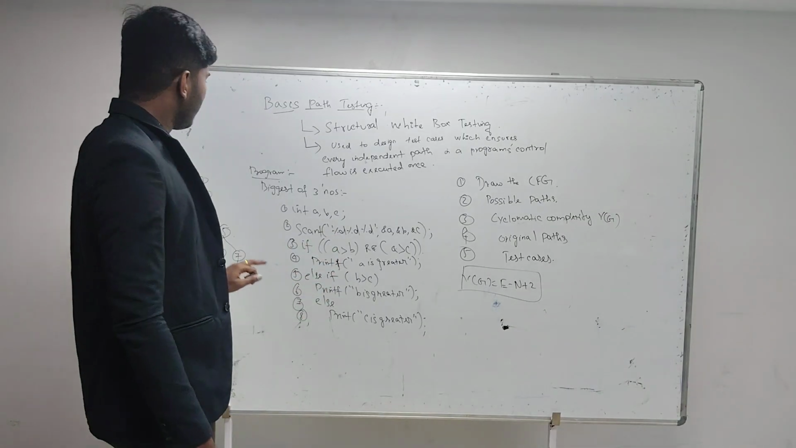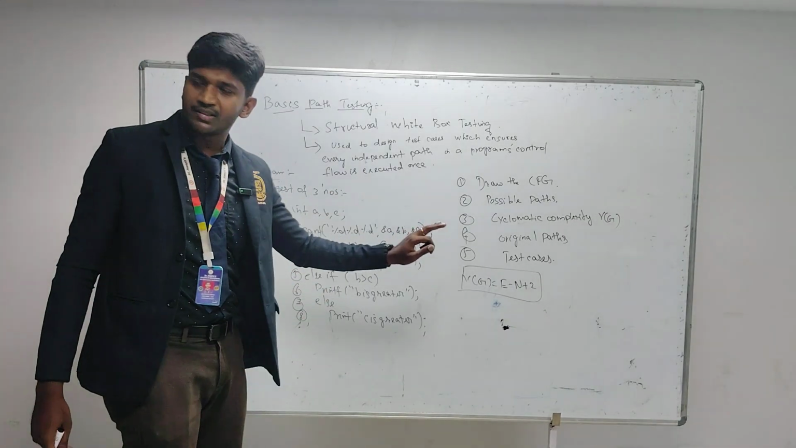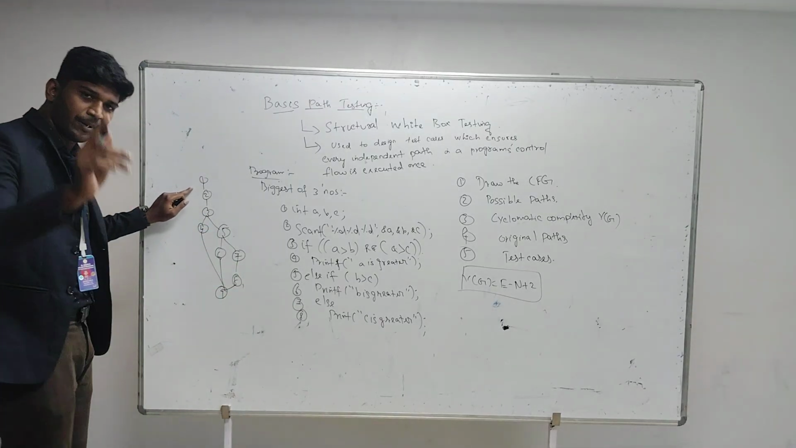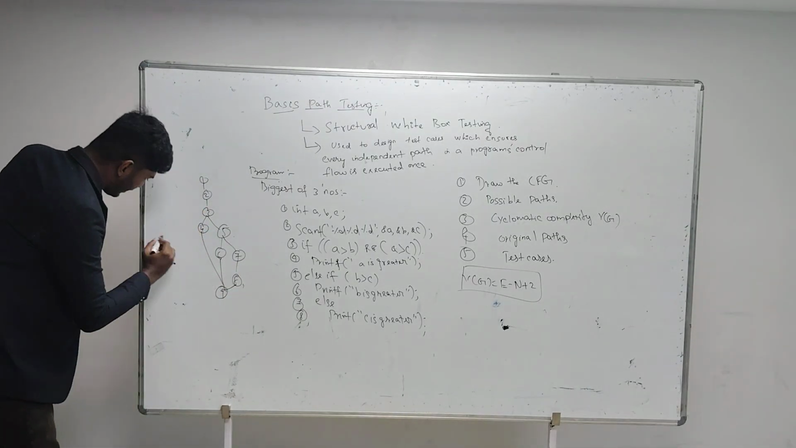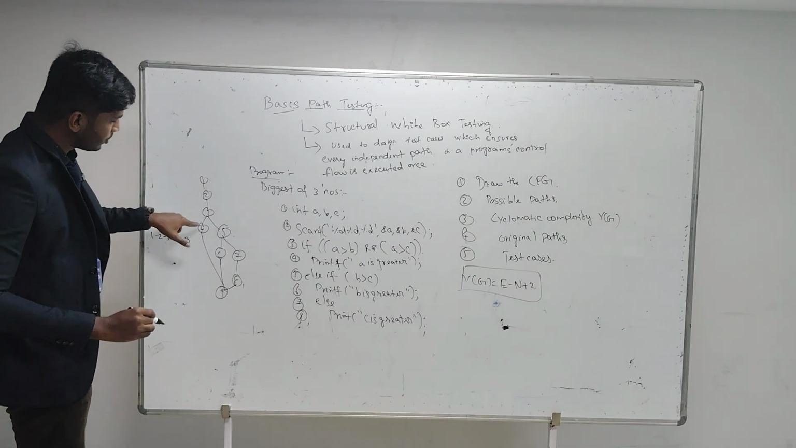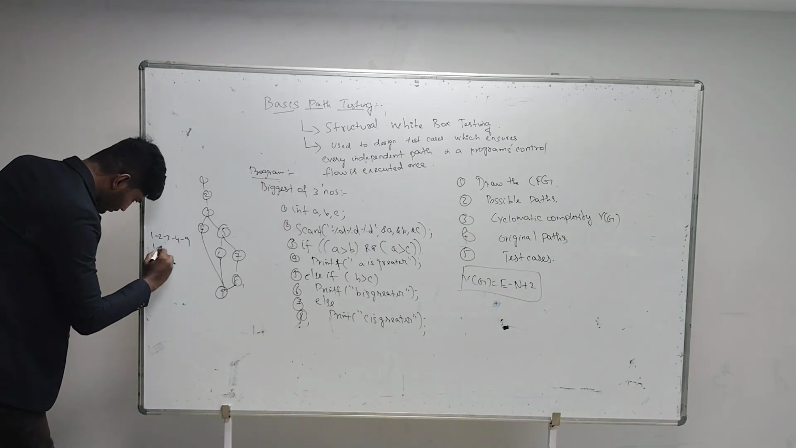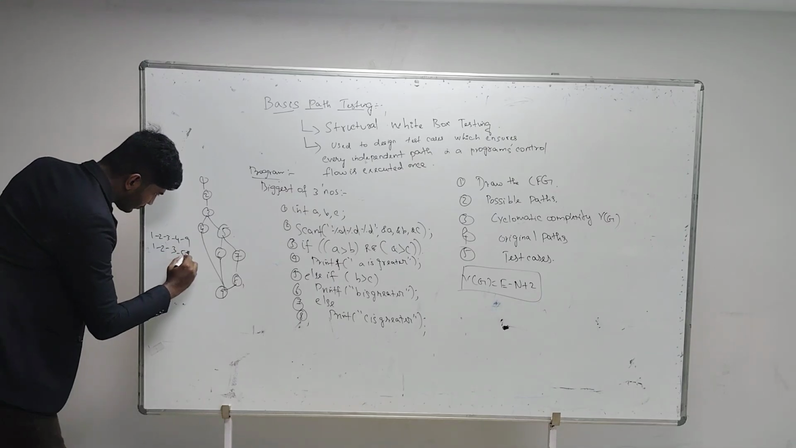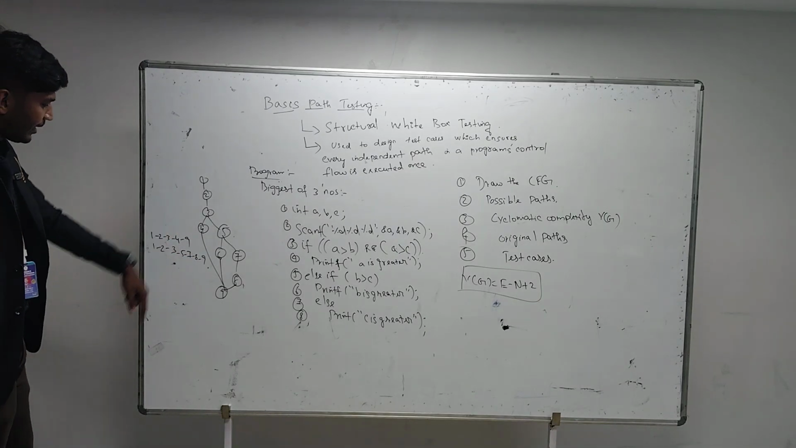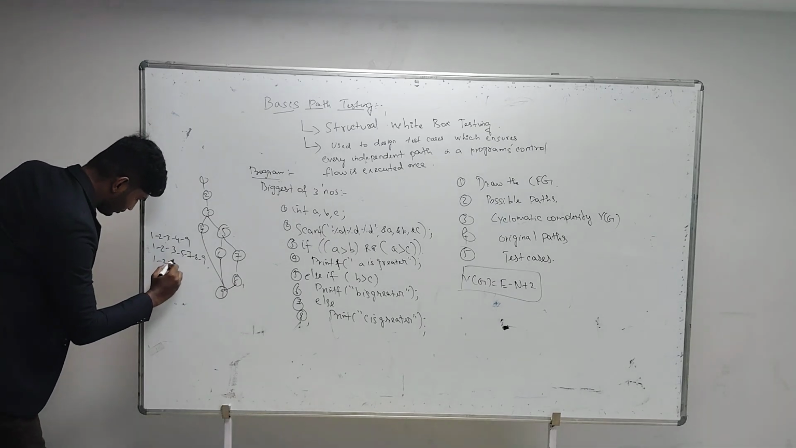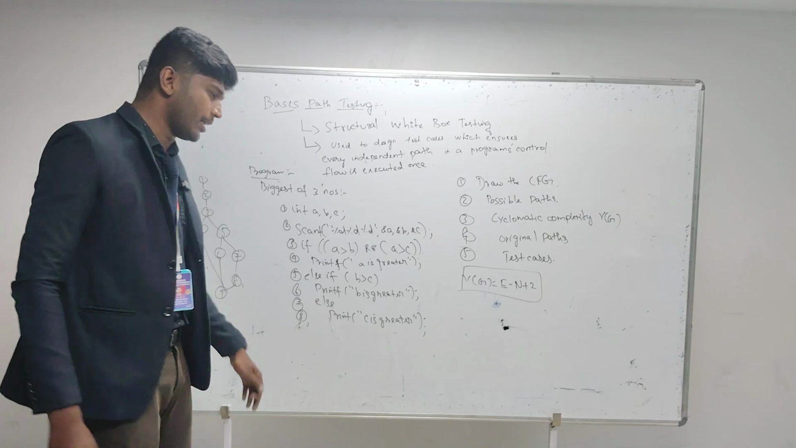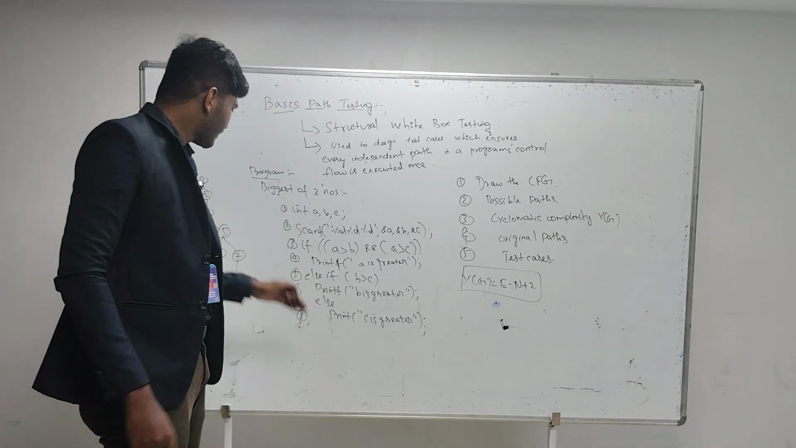Okay, so now you have to check what are the possible paths in this given graph. So first path is 1, 2, 3, 4, and 9. And second path is 1, 2, 3, 5, 7, 8, and 9. And another path is 1, 2, 3, 5, 6, and 9. So these are the 3 paths that you can get if you draw this graph.